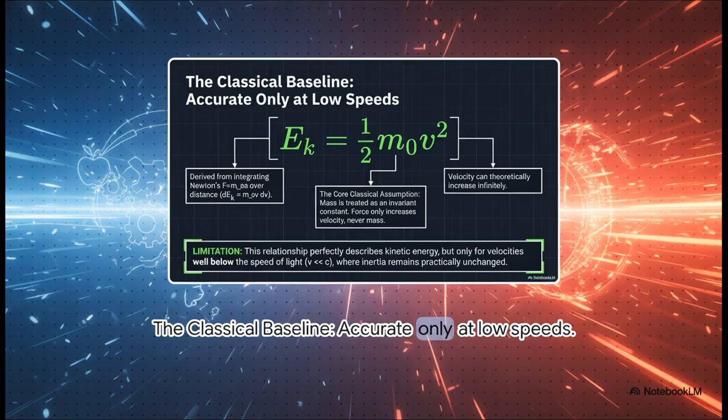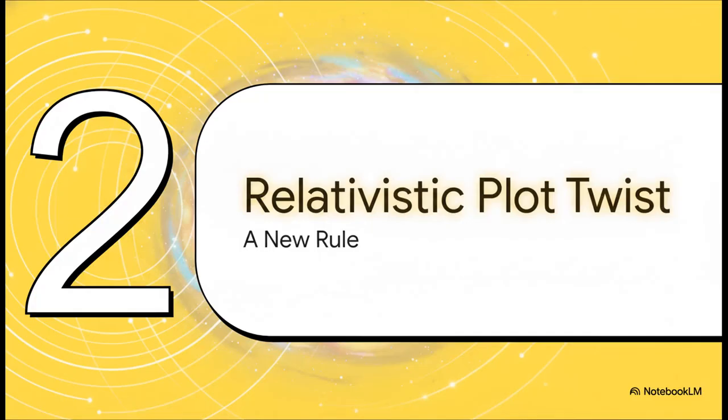But, and this is a big but, it's built on a critical assumption that an object's mass is always constant, that it never ever changes. The problem is, once you start getting up to some really extreme speeds, that assumption completely breaks down. So what happens when we start pushing that cosmic speed limit? Well, this is where our story takes a really sharp turn. We just need to introduce one single relativistic plot twist.